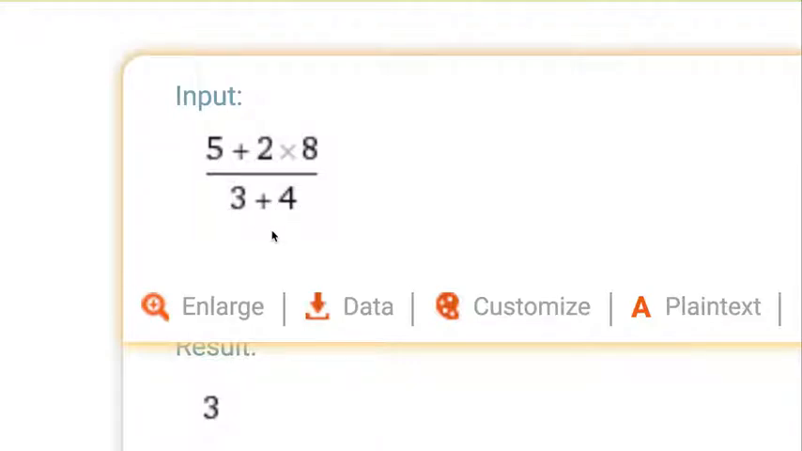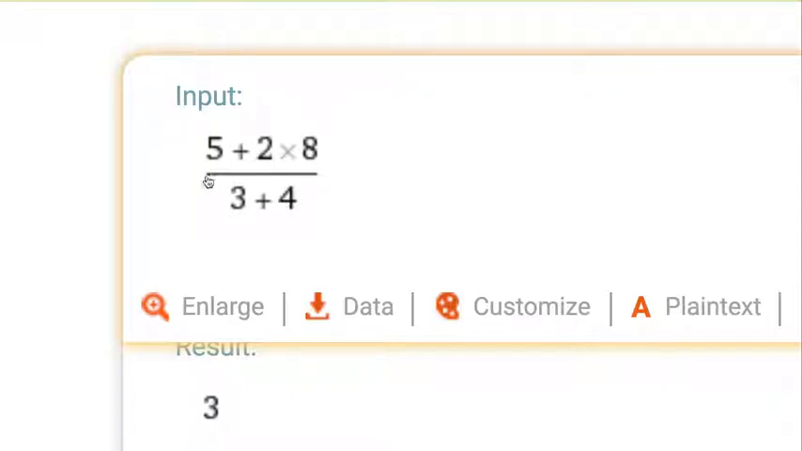Now, this also highlights another flaw with the use of the acronym PEMDAS. The parentheses are not the only way to group things together, and so we see that this fraction bar has a way of grouping. This 5 plus 2 times 8 is all meant to be one entity, and the 3 plus 4 is meant to be one entity, and it's supposed to be that numerator divided by that denominator.